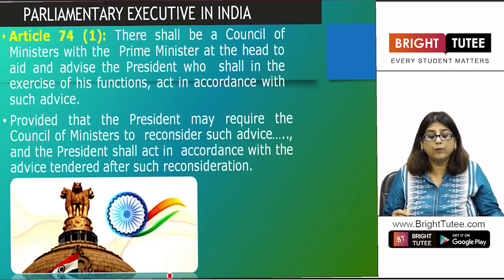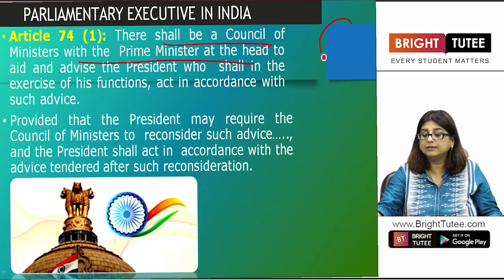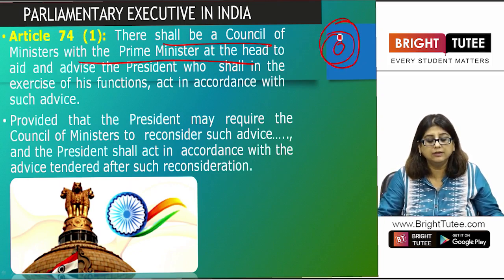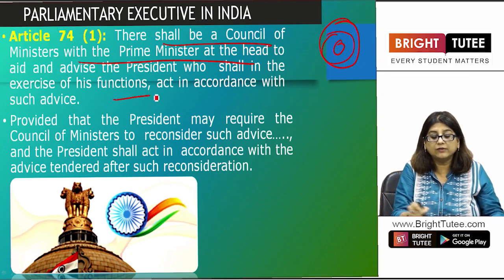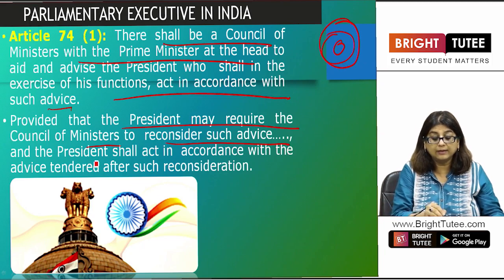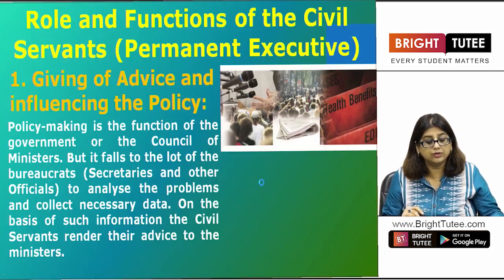Article 74(1) says that there shall be a council of ministers with the prime minister at the head. This is the council. This is the prime minister. This is his council so that he can consult with them, who shall in the exercise of his functions act in accordance with such advice, provided that the president may require the council of ministers to reconsider such advice, and the president shall act in accordance with the advice tendered after such reconsideration.